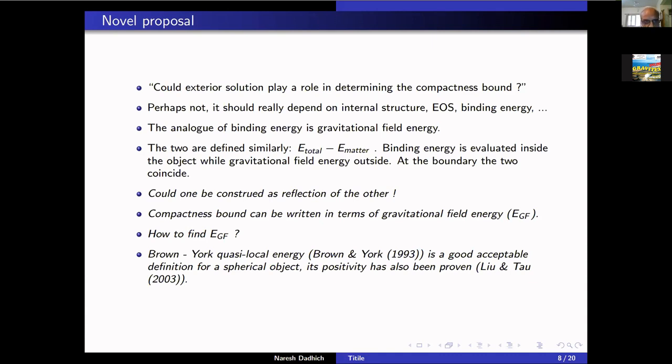However, there does exist one very reasonably good and very acceptable definition, due to Brown and York: the Brown-York quasi-local energy. And in particular, like the positive mass theorem, the positivity of the Brown-York energy has also been proved by Liu and Yau.